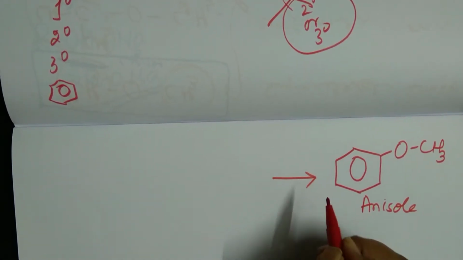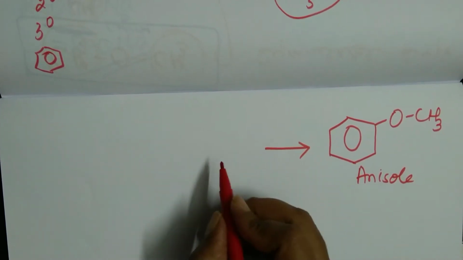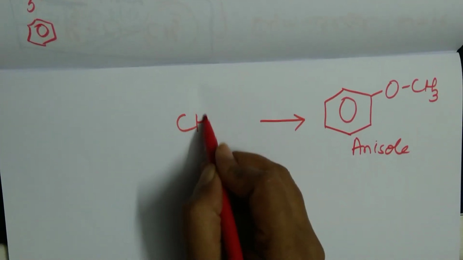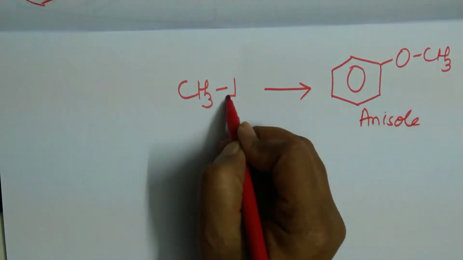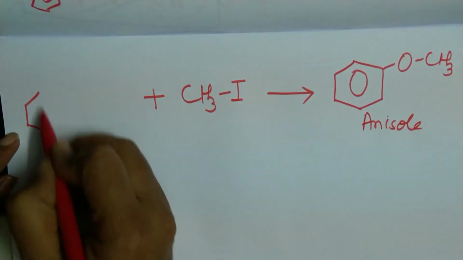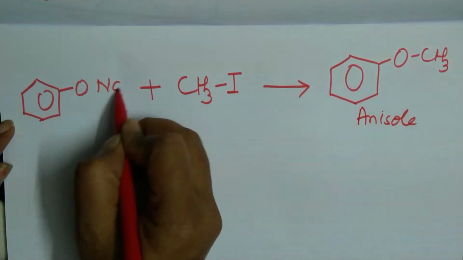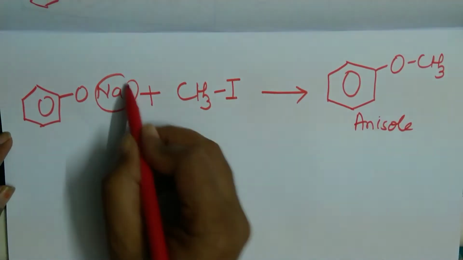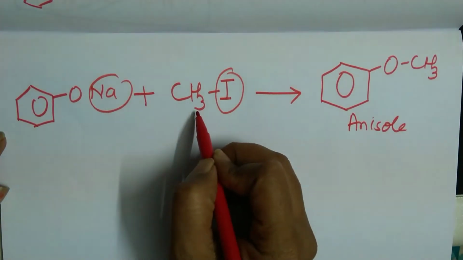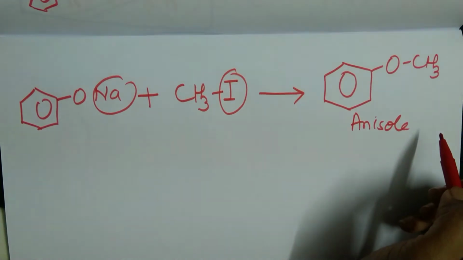I said the R of the alkyl halide should be simple. So what should I write here? CH3I. Correct. And what should I use here? Benzene, to which oxygen and sodium are attached. So Na and I go out and you get methoxybenzene or anisole.